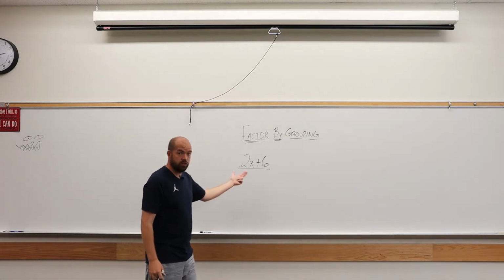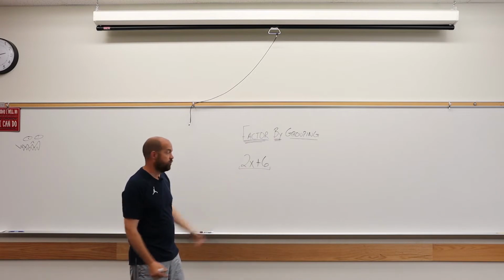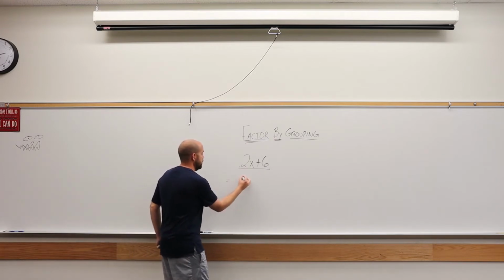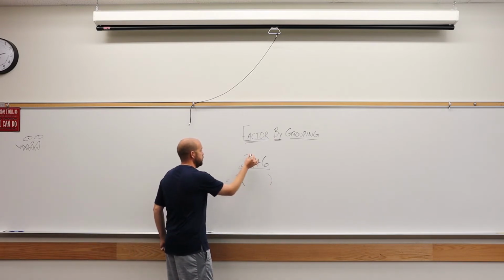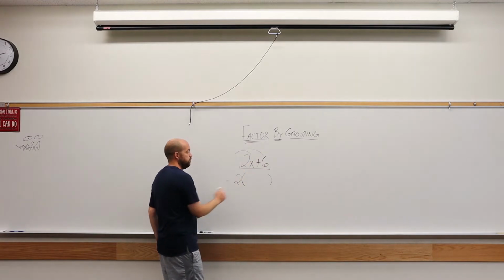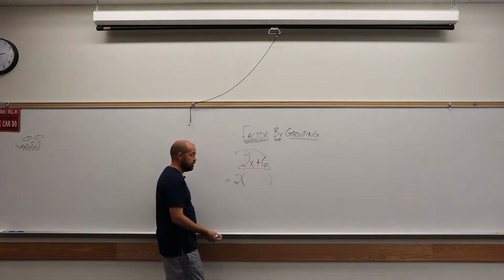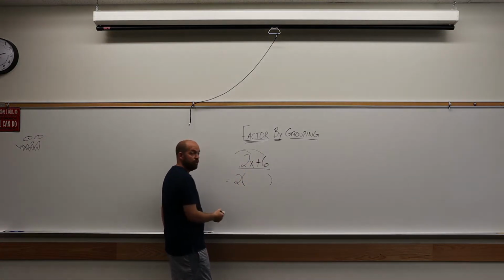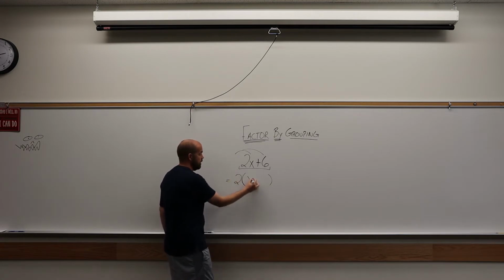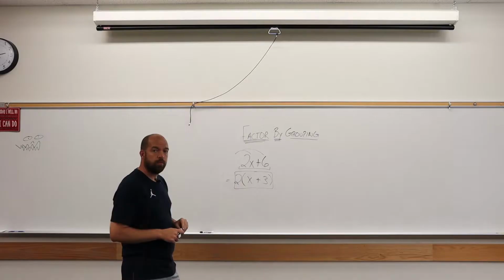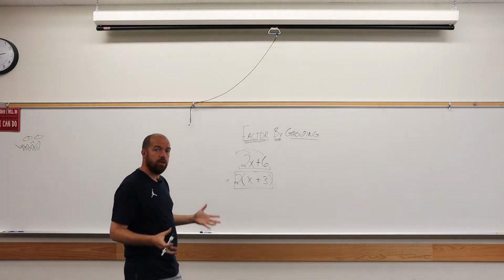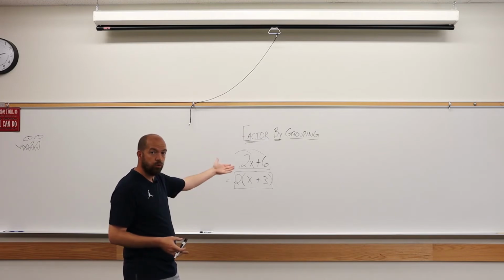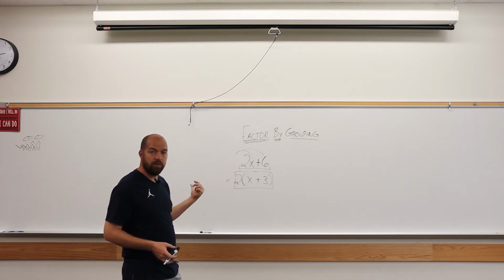So if I look at this 2x and 6, they both have a 2 in common. So I could take out a 2 or factor out a 2, divide out a 2, put that in front, creates a parenthesis, and so then I look to see what's left over. 2x divided by 2 is just x. 6 divided by 2 is 3, so I need to have a plus. And this is just one example of factoring by grouping. We're grouping two pieces together and then taking out what they have in common.